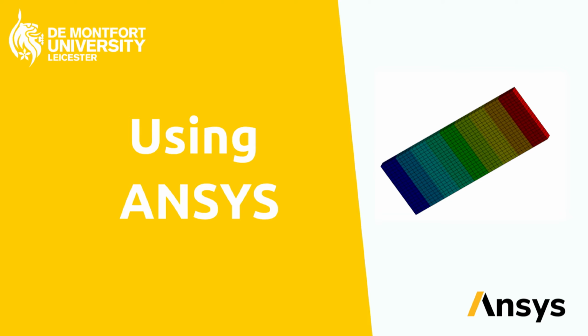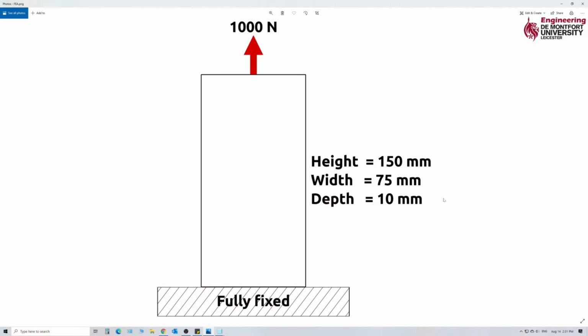In this demonstration, we're going to be having a look at how we can simulate this basic tensile test of a piece of steel. So for this test, the base of our sample will be fully fixed and we'll apply a load of 1000 newtons to the far end. The specimen parameters can be seen here.